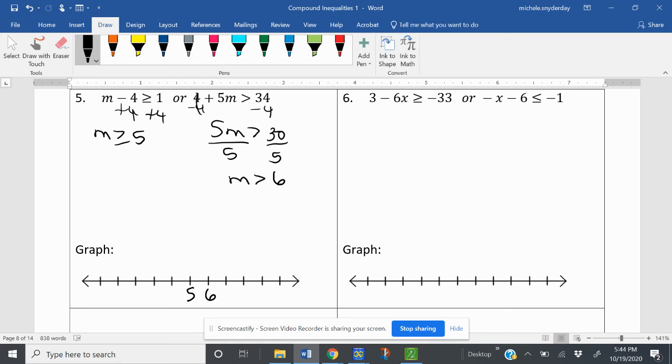M is greater than or equal to 5 is a solid dot going towards the positive numbers. M is greater than 6 is an open dot, but going also towards the positive numbers. This is a special case or. So ors cover the most distance. So the most distance is this guy.